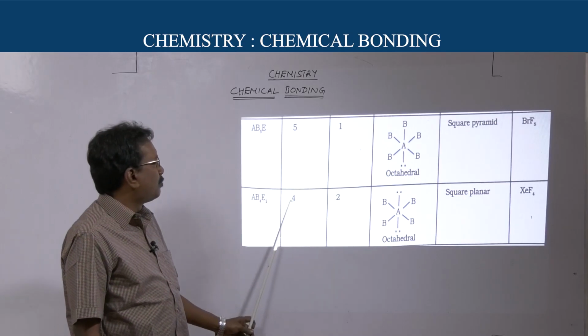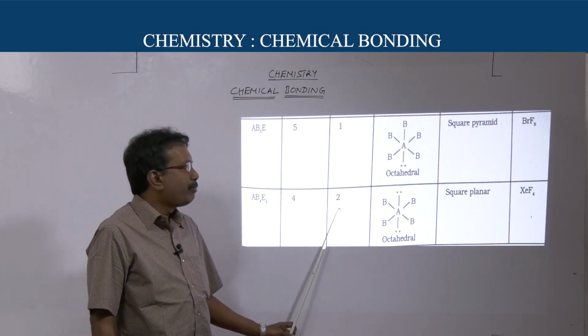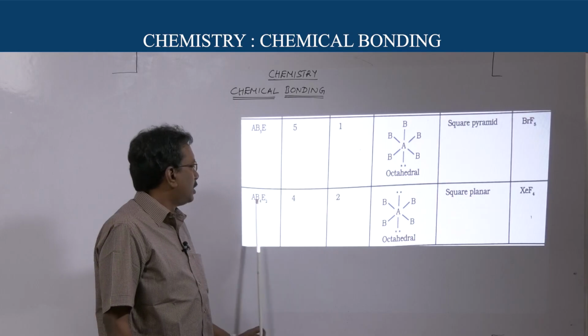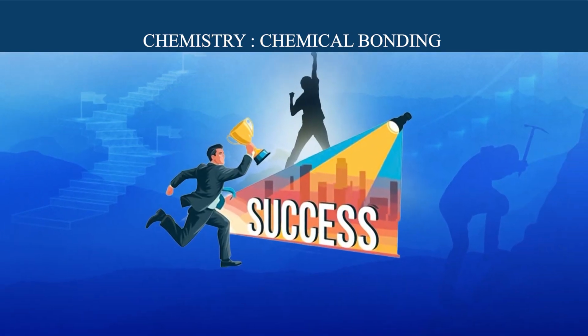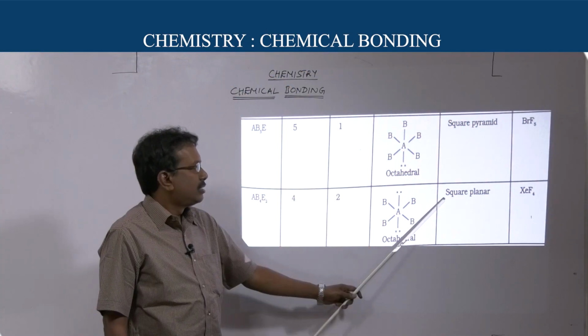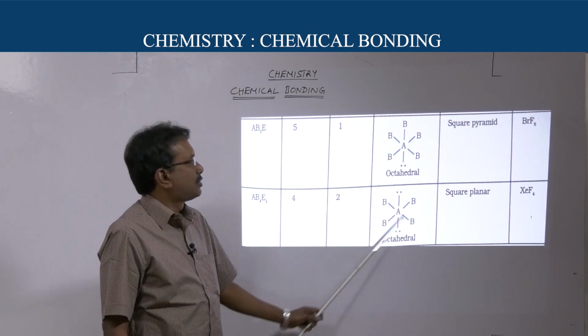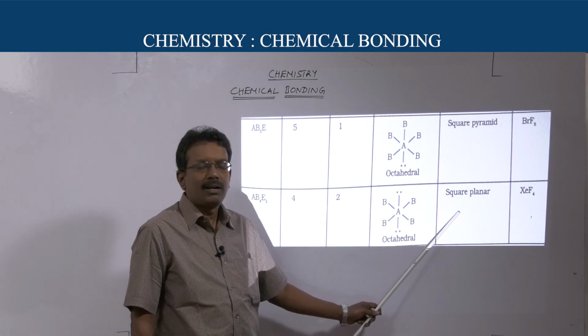Now if you have 4 bond pairs and 2 lone pairs, then this becomes AB4E2 type. The electron pair arrangement is octahedral, but if you remove these 2 lone pairs, the molecule becomes square planar.